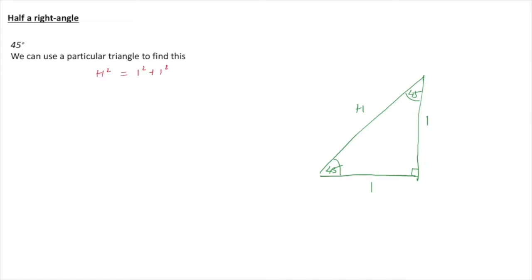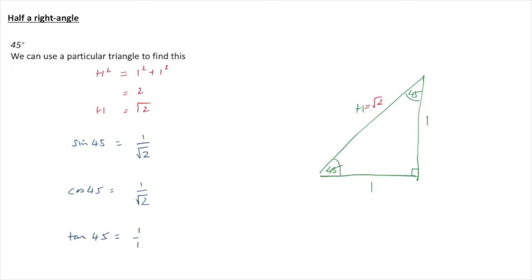So using Pythagoras we have h squared equals 1 squared plus 1 squared. That means that h squared is equal to 2, and therefore h is the square root of 2. And now we've established that, we can just read off the triangle, and we can say that sine 45 is 1 over root 2, cos 45 is 1 over root 2, obviously sine 45 being opposite over the hypotenuse and cos 45 being the adjacent over the hypotenuse, and tan 45 is opposite over adjacent, so it's just 1 over 1.